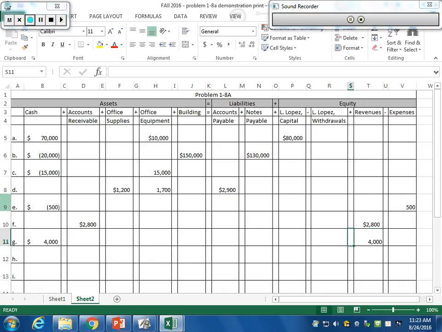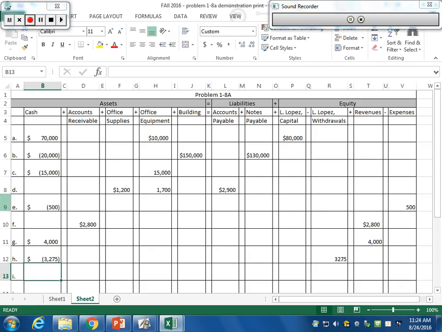Transaction H, Lita Lopez withdrew $3,275 cash from the company for personal use. Lopez withdrawal. How much? $3,275. Okay, and what else happened? I'm sorry, I shouldn't have put this in negative, it is positive, because her withdrawal account has increased. And this should be negative, so it shouldn't be neutral. Not under withdrawals, under cash it should be. Under withdrawals it should be positive.